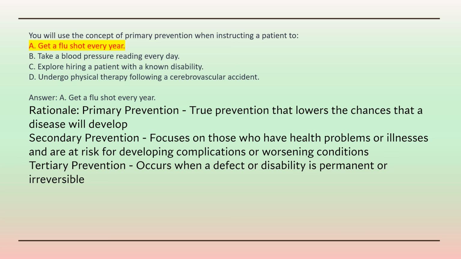Answer A. Get a flu shot every year. Rationale. Primary prevention is true prevention that lowers the chances that a disease will develop. Secondary prevention focuses on those who have health problems or illnesses and are at risk for developing complications or worsening conditions. Tertiary prevention occurs when a defect or disability is permanent or irreversible.